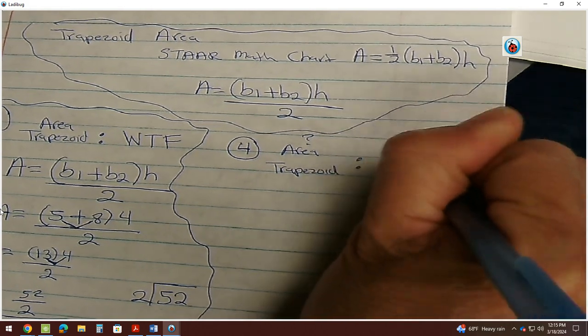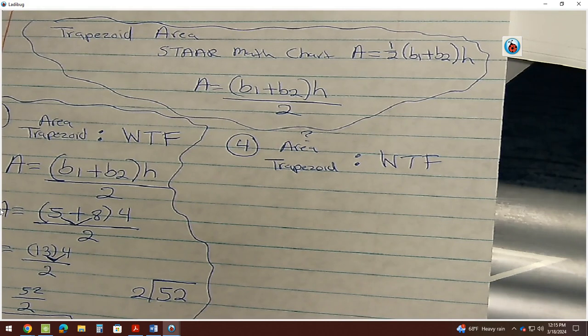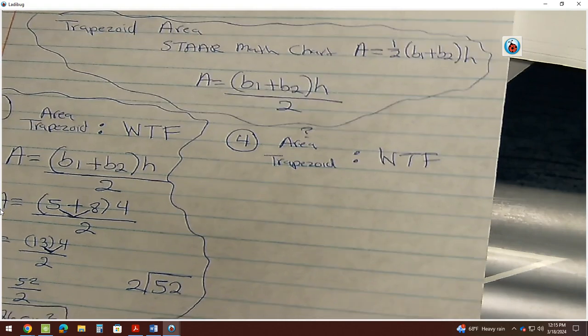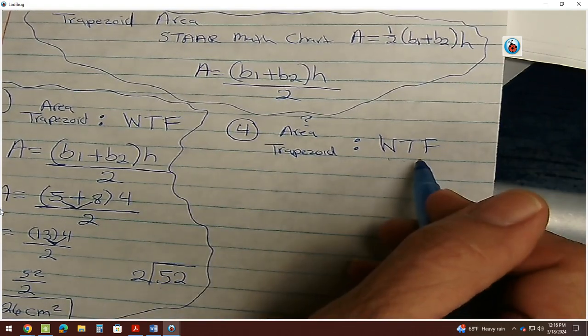WTF. WTF. Write the formula, not what the fuck. Please. Hulk Middle School. The very best. WTF means write the formula, guys.